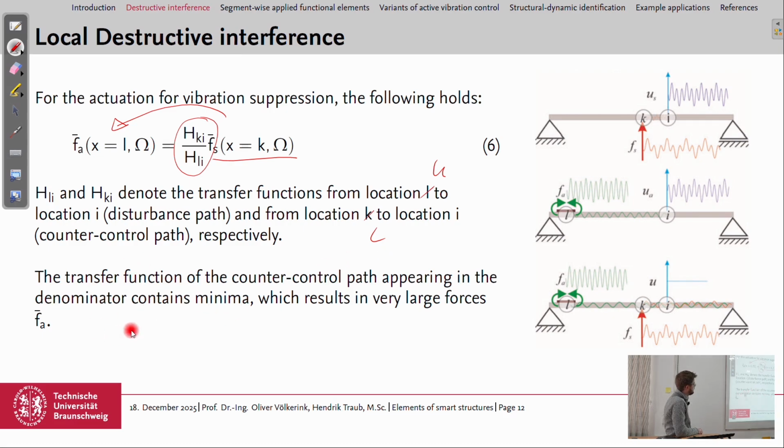And this transfer function of the counter control path could have minima, which would result in very large forces Fa. So independent of how this fraction looks, if you have minima here, then the outcome is very high forces for the actuation, even if the external excitation is not really large.